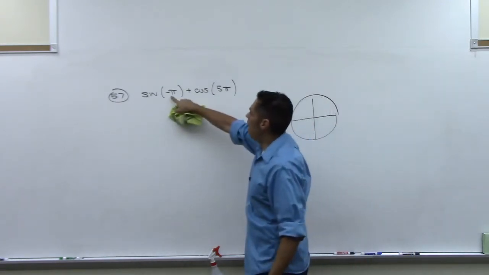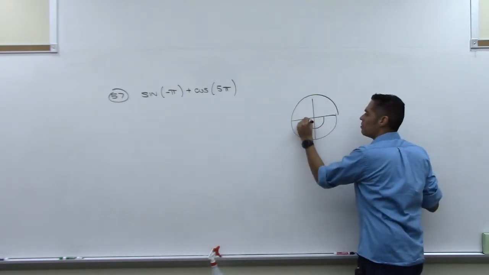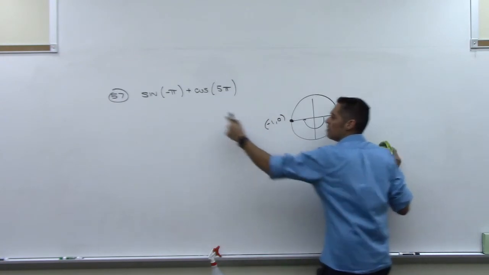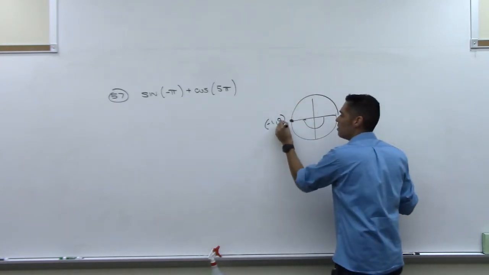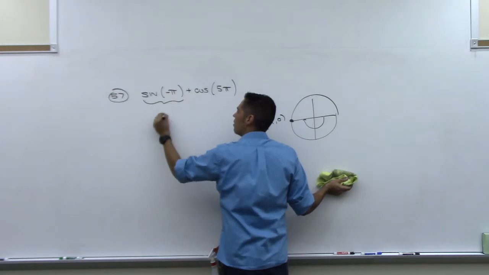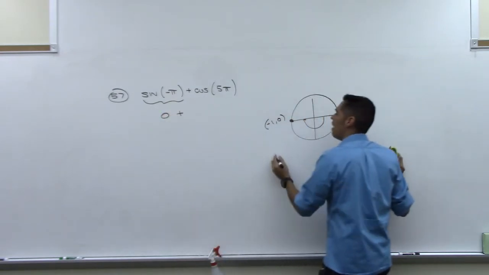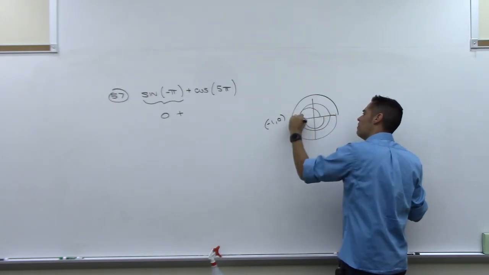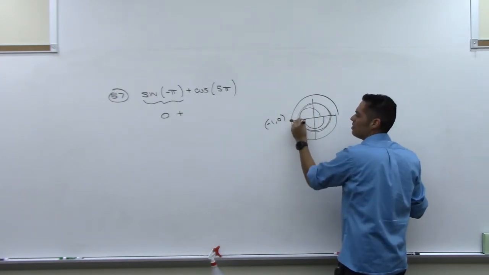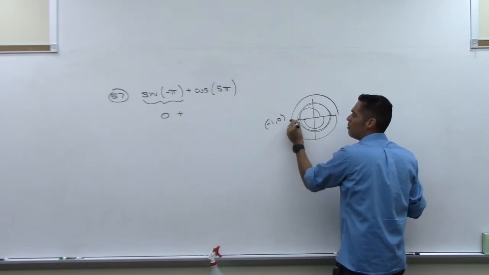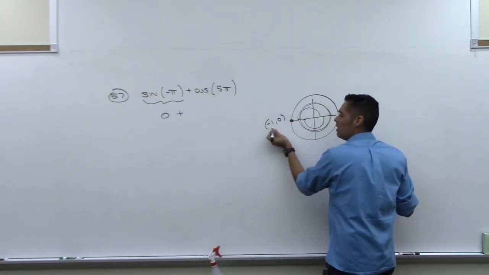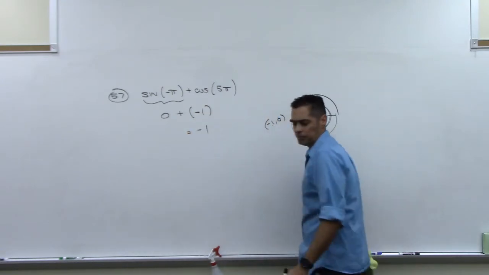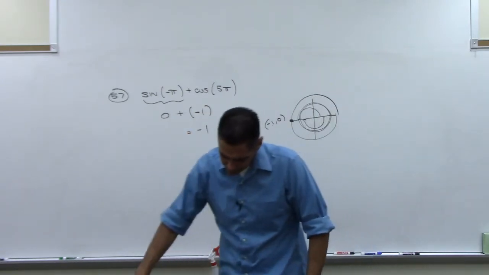So where is negative pi? Go backwards, we're right here. That's the point negative 1, 0. And we want sine of that, which is the y coordinate. So that's just 0, plus, now cosine of 5 pi. 5 pi is, let's see, 1 pi, 2 pi, 3 pi, 4 pi, 5 pi. So we knew odd pi's land over here. We want cosine, which is the x coordinate. The x coordinate is negative 1, so the answer is negative 1. So we didn't need a calculator at all for that.